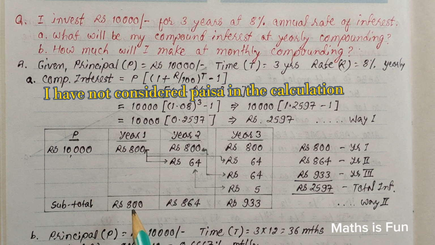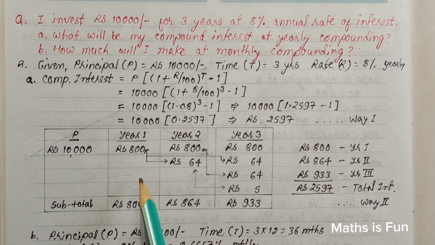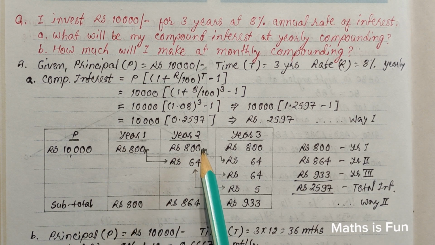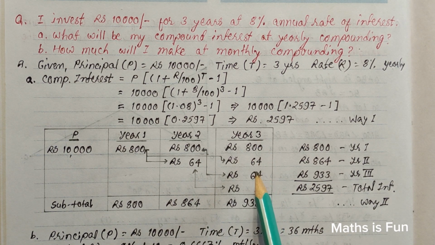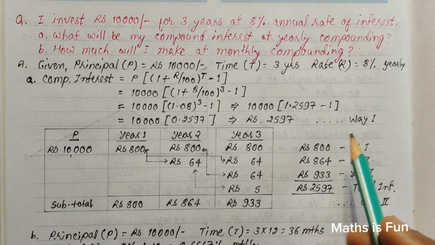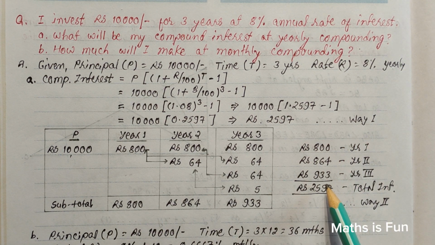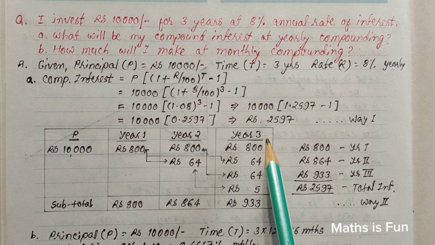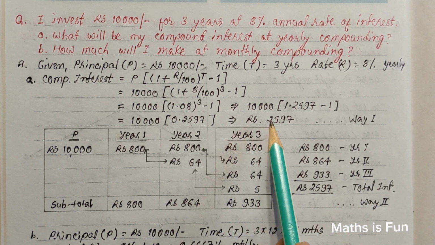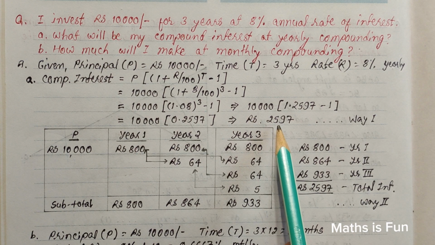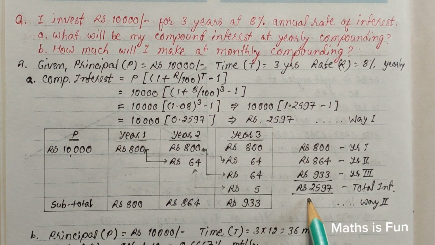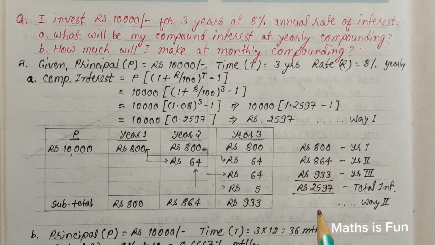Now we find out the subtotals. So year 1 subtotal is rupees 800, year 2 subtotal is rupees 864, year 3 subtotal is rupees 933. So we total all the subtotals from the individual years and we get rupees 2,597. So we see that from the formula method also 2,597, and from the table method also we got 2,597. That means our answer is correct.